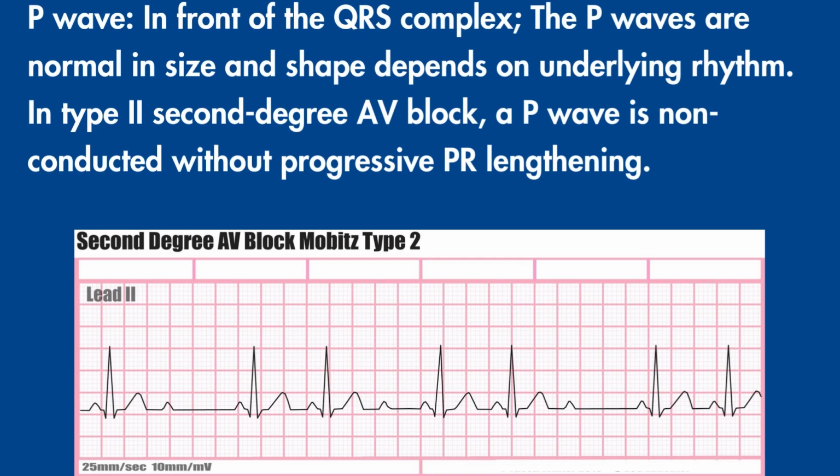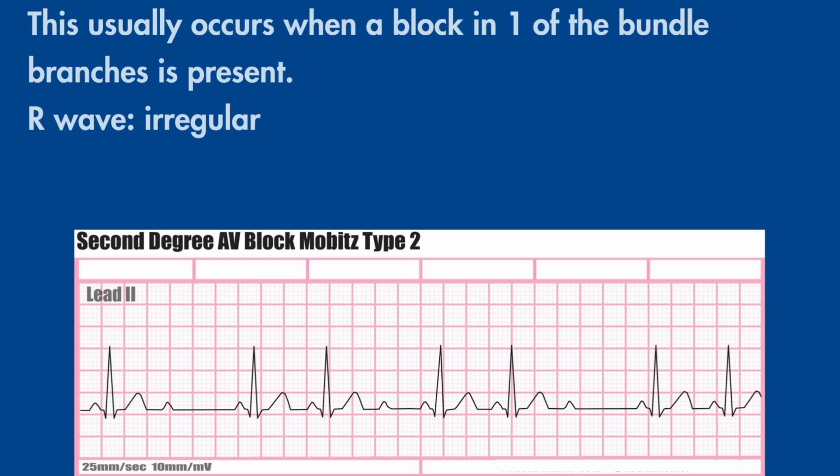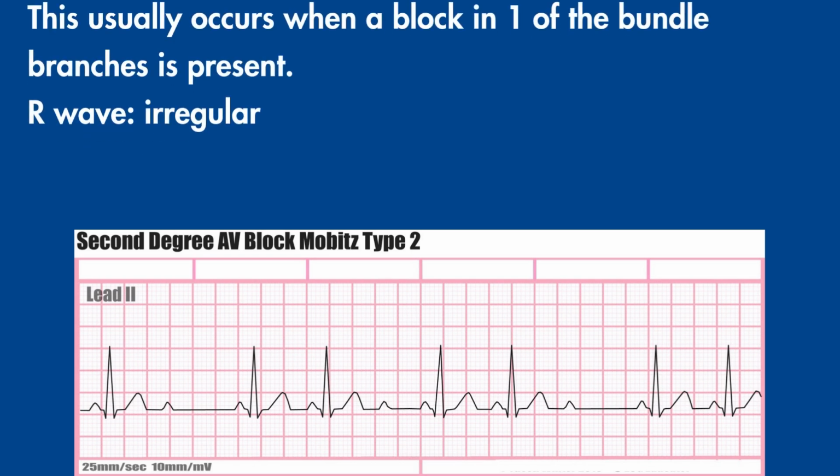The P wave is usually in front of the QRS complex. The P waves are normal in size and shape, depending on the underlying rhythm. In type 2 second-degree AV block, a P wave is non-conducted without progressive PR lengthening. This usually occurs when a block in one of the bundle branches is present. The R wave will be irregular.